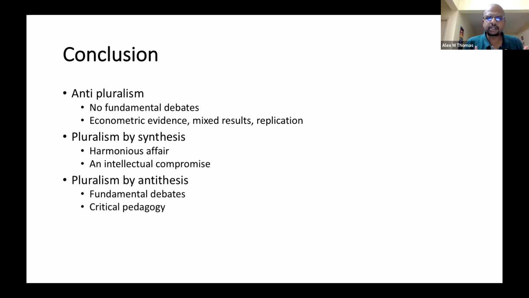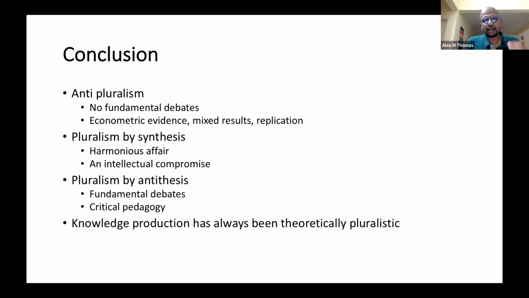Pluralism by antithesis engages with fundamental debates and makes it very clear that there are core debates about how the world works. I think this is also much more open to critical pedagogy because, for instance, within the heterodox tradition, one can explain that technological progress leads to unemployment, as Ricardo's work very early on engaged with that.